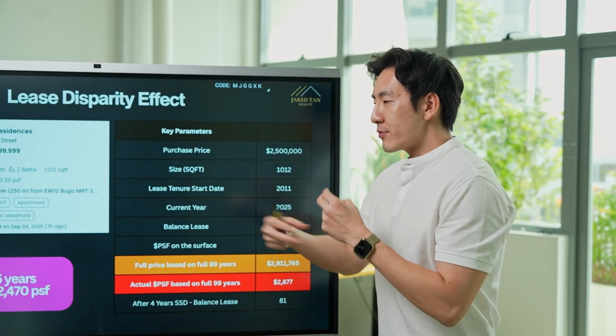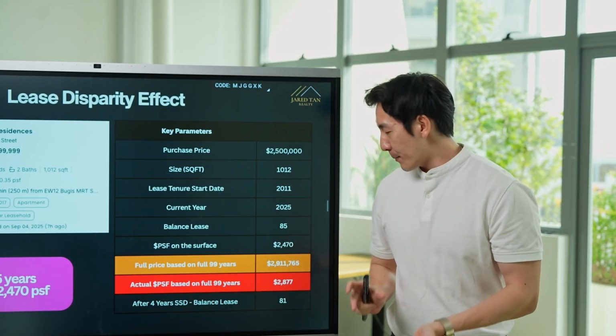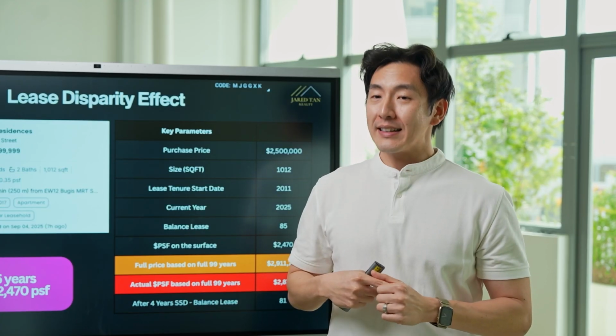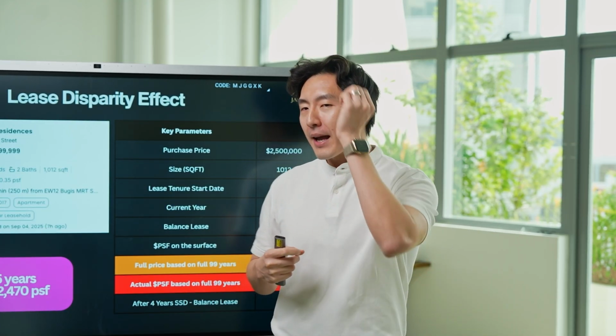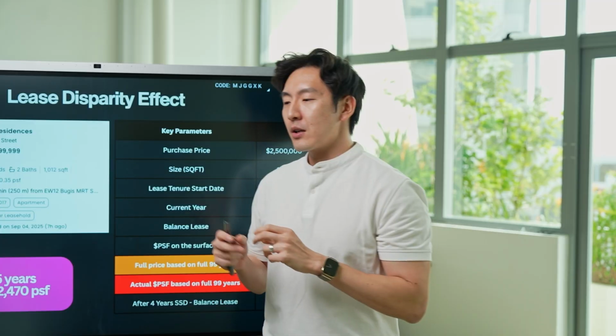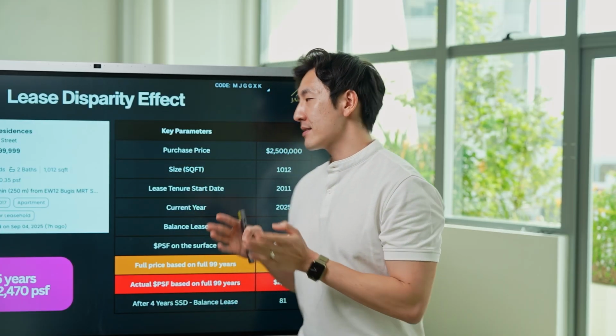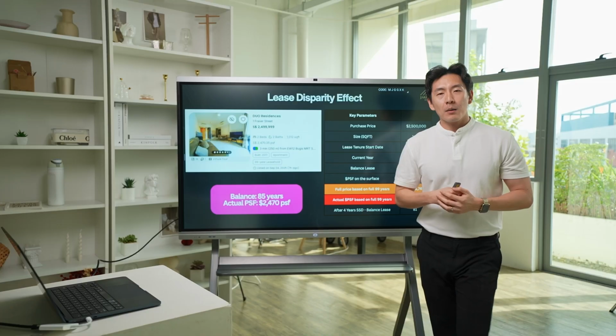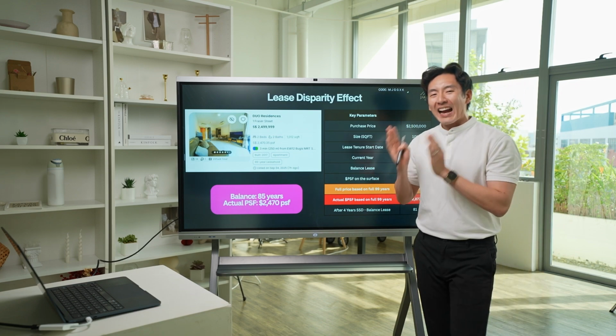So if you do a lease reset on the full price of the property, this actually works out to be $2.9 million for a 2-bed property. So imagine a buyer 4 years later looking at your property versus this one. $2.9 million for a 2-bedder might be a little bit more challenging in terms of your exit audience.